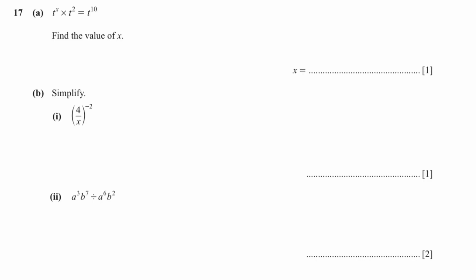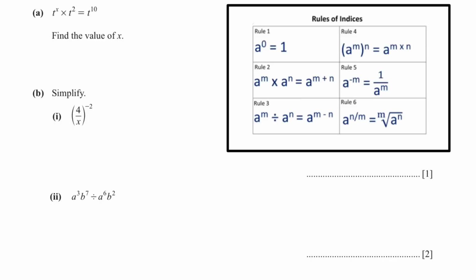Question number 17 is an indices or exponent question. Part A: t to the power of x multiplied by t to the power of 2 is equal to t to the power of 10. You need to know all the indices rules before we begin this question. Let's go through the rules of indices quickly.